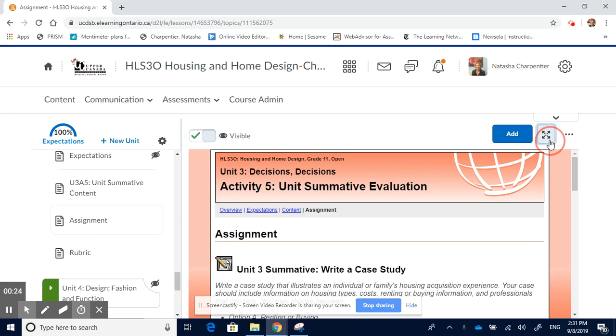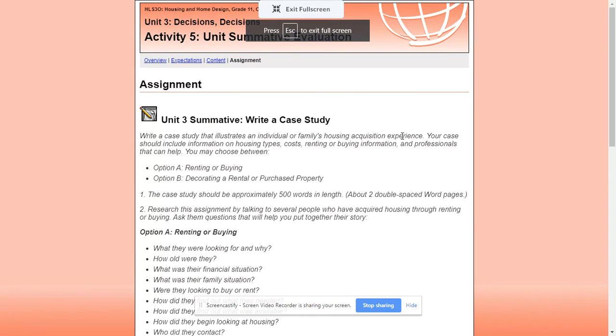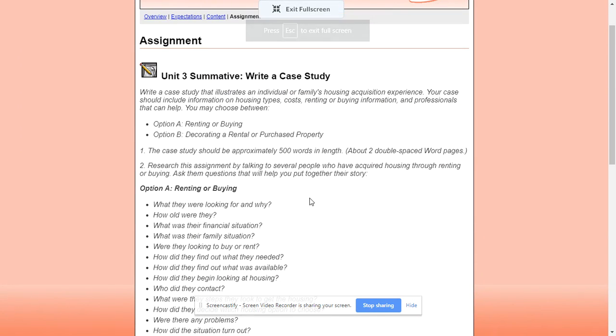I'm just going to enlarge this so that you can see it. You'll be writing a case study. You have two options, option A or B. Write a case study that illustrates an individual or family's housing acquisition experience. Essentially option A is renting or buying. You want this to be about 500 words in length: two pages double spaced, Times New Roman 12, please.